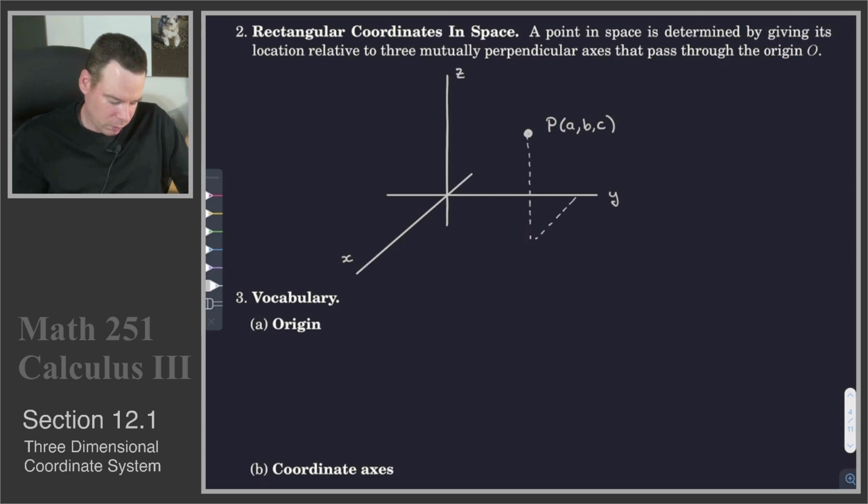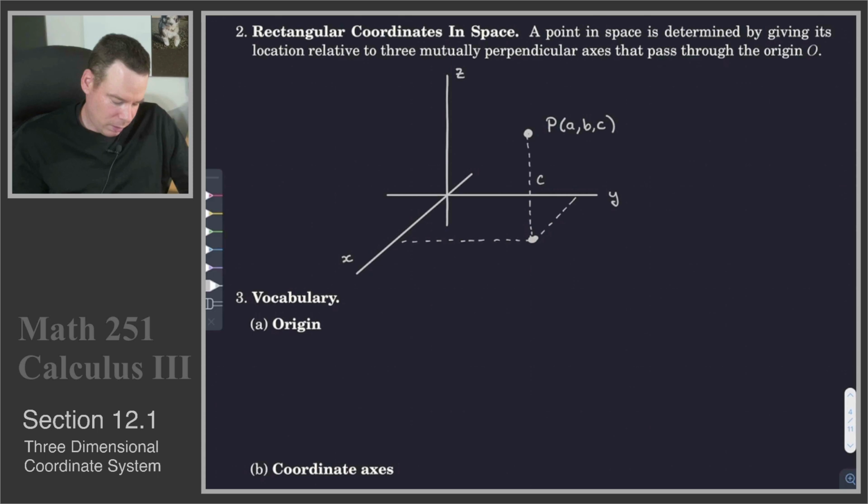So I'll drop a vertical line down from our point. We'll see where that vertical line hits the xy plane. It hits it at some point there. And so the C value is this distance that point P is from the xy plane.